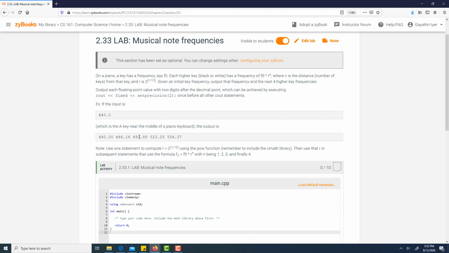One thing I notice is that there's a note. It says use one statement to compute R using the power function from the cmath library. Then use that R in subsequent statements that use the formula, where N would be 1, 2, 3, and 4. Because 1 is the key right next to it, 2 is the key after that, 3, and this is the fourth key.